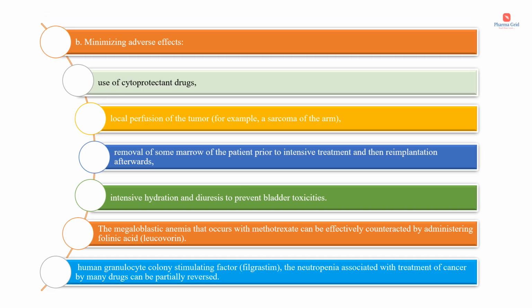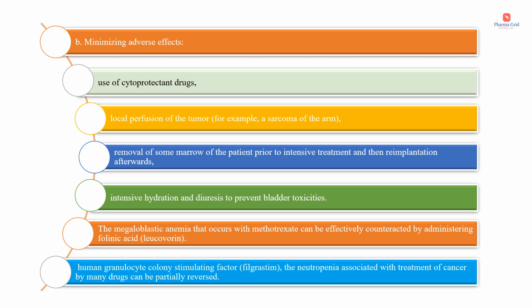In the previous slide, we have seen the adverse effects associated with the chemotherapeutic agents. Now, how will we minimize these adverse effects? The first point is use of cytoprotectant drugs. Next, local perfusion of the tumor, for example, a sarcoma of the arm. Then removal of some marrow of the patient prior to intensive treatment and re-implantation afterwards. Then intensive hydration and diuresis to prevent bladder toxicities.